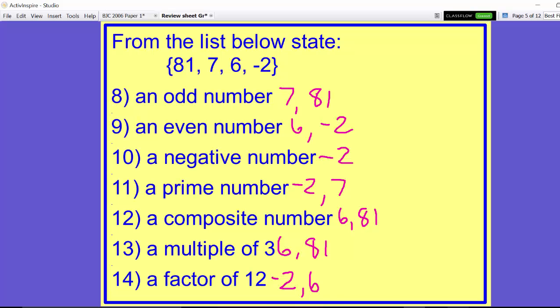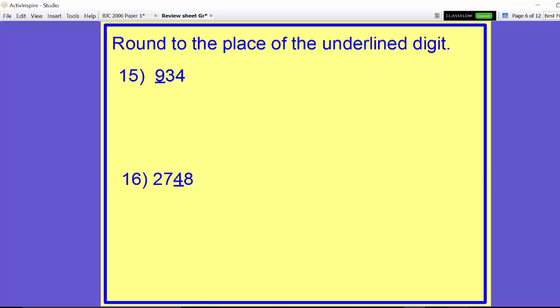Good. Let's go on. Round to the place of the underlined digit. Number 15, we have 934. The 9 is underlined, so we're looking at this 3. It's less than 5, so this 9 is going to stay the same. So our answer is 900.